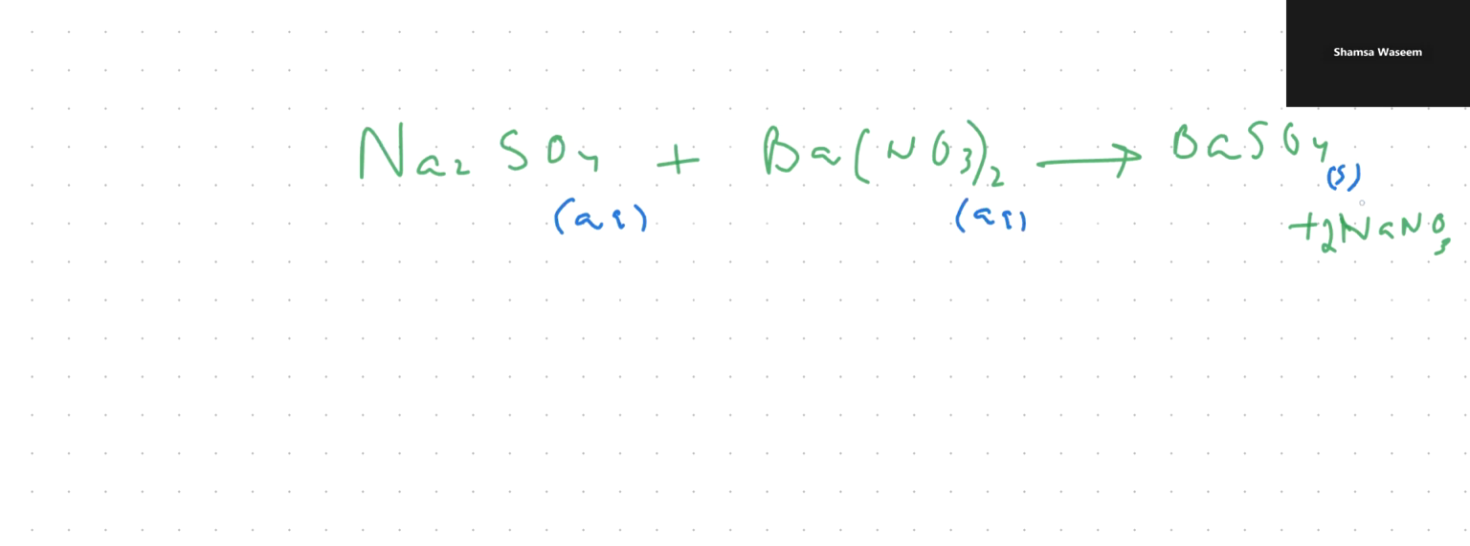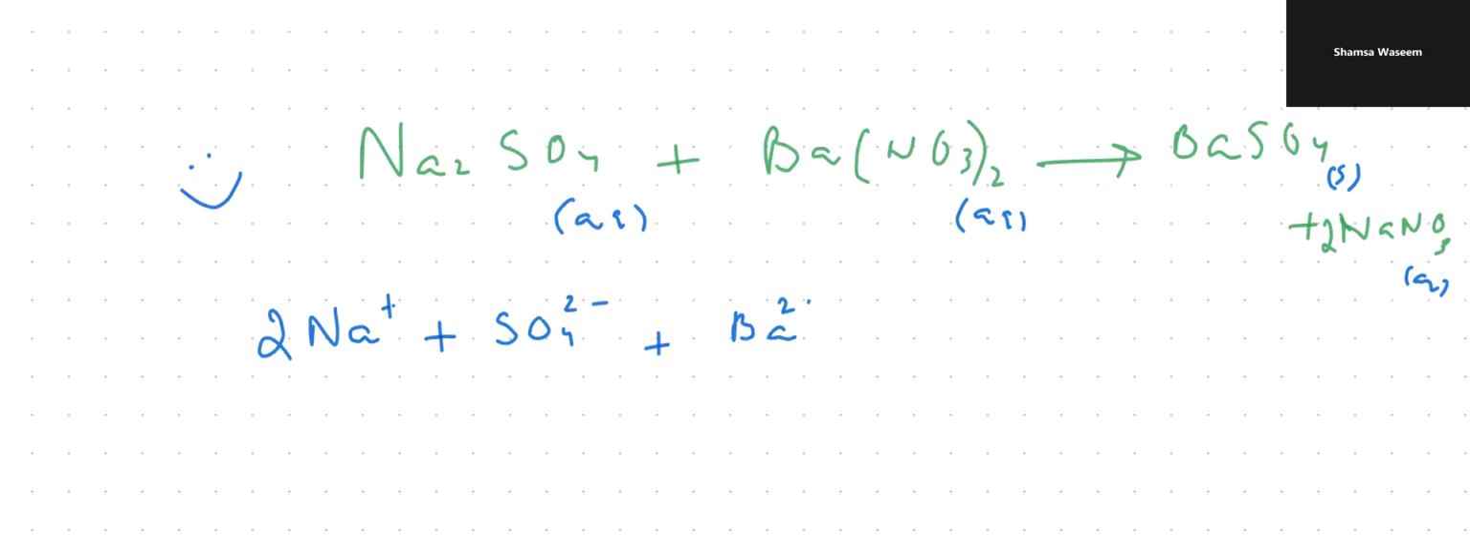Now, I have to break the substances which are in aqueous form into ions. As it is aqueous, it will dissociate into 2 sodium ions, plus 1 sulfate ion. Plus, barium nitrate is going to give us barium 2 plus ions, because it's in aqueous state, plus NO3 twice, which means 2 nitrate ions. So why did I break it up? Because that was all in the aqueous state.